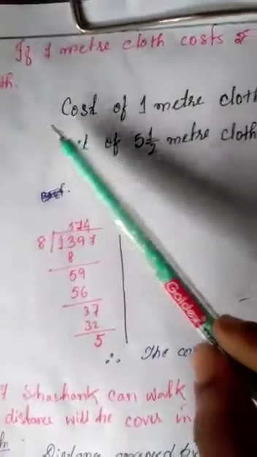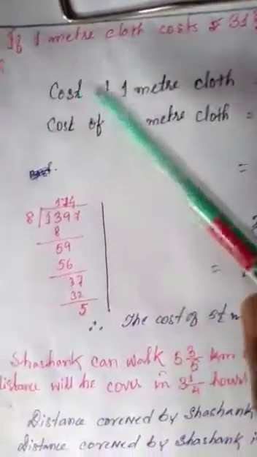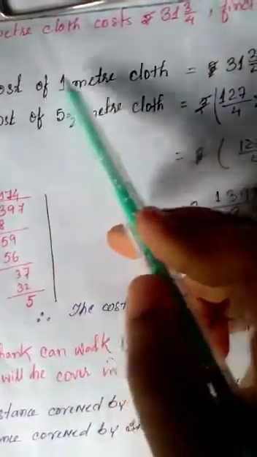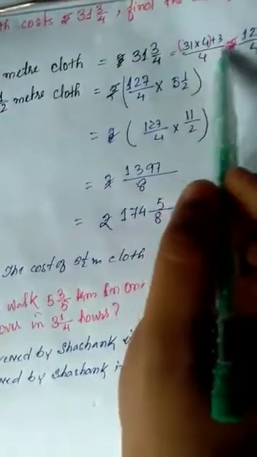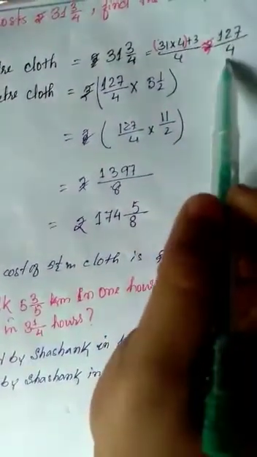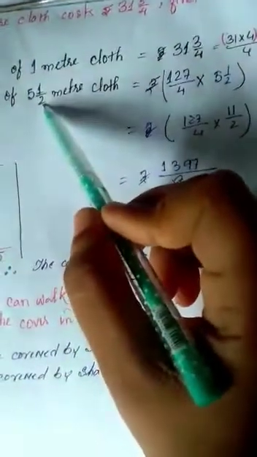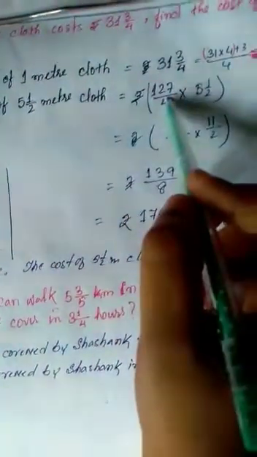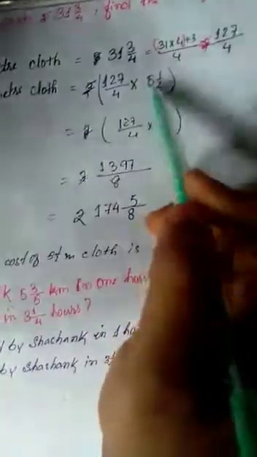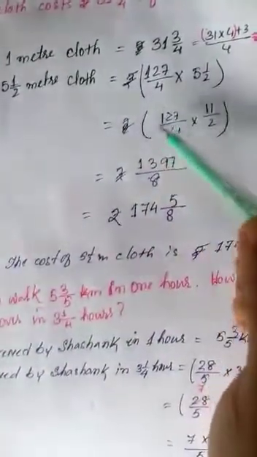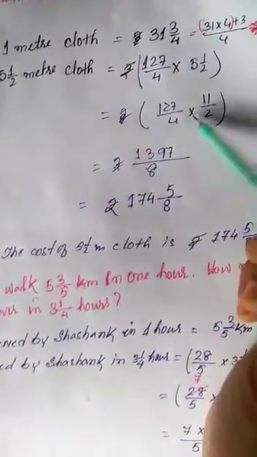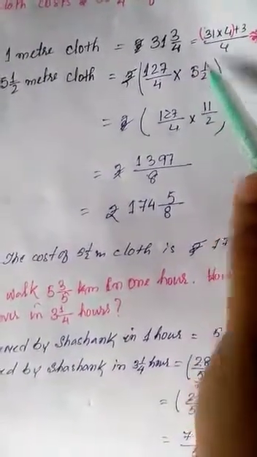Alright, so in the same way we will do it here, just that here fractions are given. So children, we have read out question number 6 and now we have understood it. Now we are going to solve it. The cost of 1 meter of cloth is rupees 31 and 3 by 4. After converting we get 127 by 4. Now the cost of 5 and 1 by 2 meters of cloth: we have to multiply this with 5 and 1 by 2, as we did 5 into 100. So 127 by 4 into 11 by 2, since 5 into 2 plus 1 is 11.